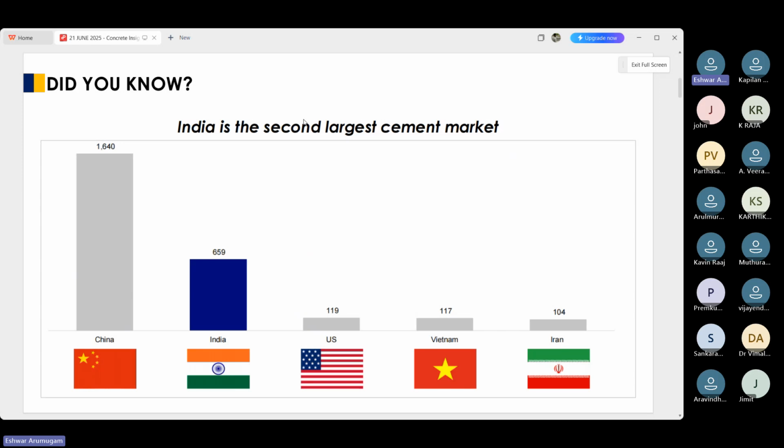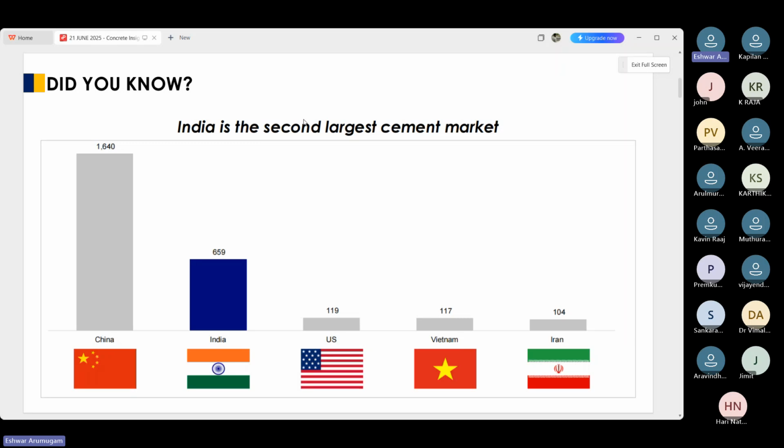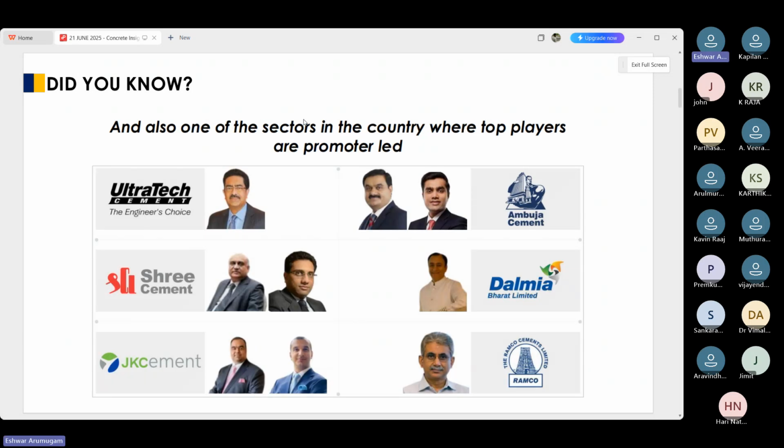So here are some key facts. India is the second largest cement manufacturer in the world. China is 2.5 times bigger than India, but India is about 5, 6 times bigger than the US, Vietnam, Iran, and all the other countries. So India is a large cement market. And cement is also one of the sectors in the country where all the top players are mostly promoter led. Another interesting fact here is that UltraTech Cement is the world's third largest cement company, excluding China, of course.